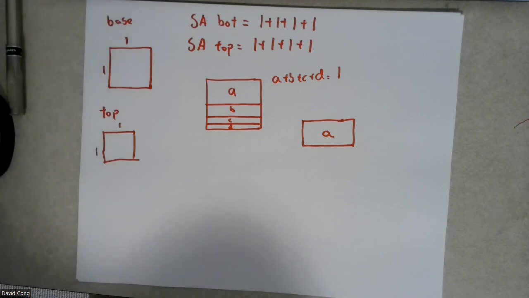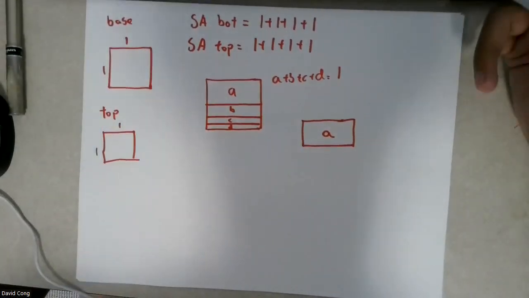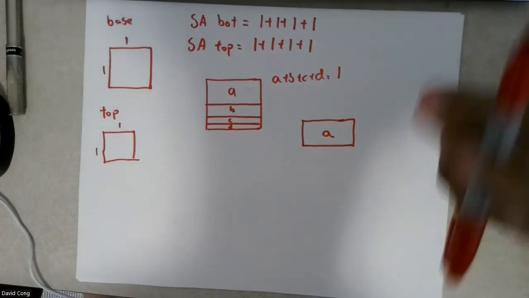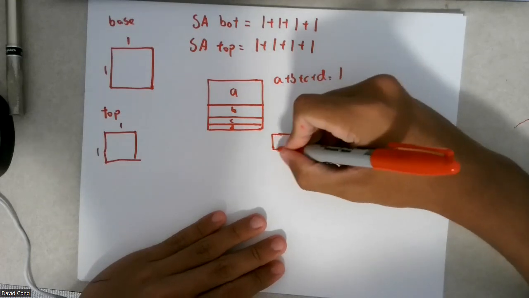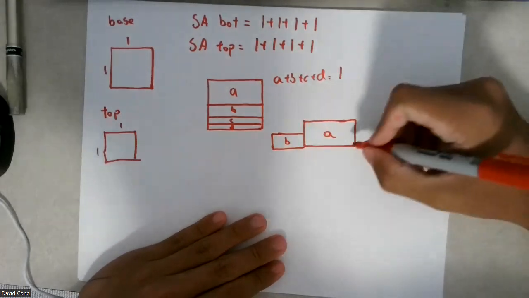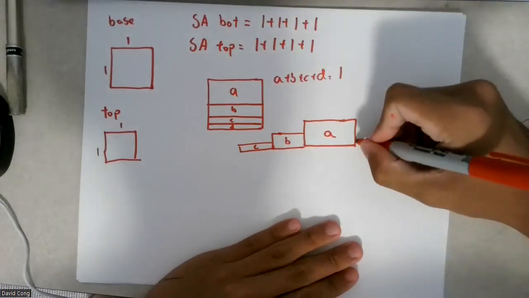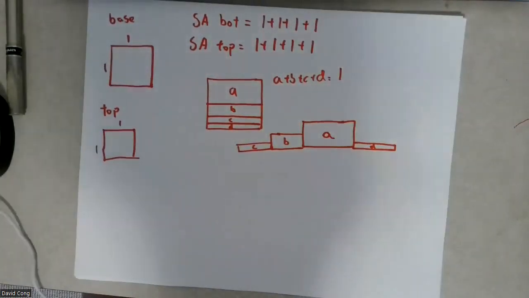So what we're seeing is A plus B plus C plus D equals 1, right? And now look at the side view. A, and we know right next to this is B. This is C. This is D.